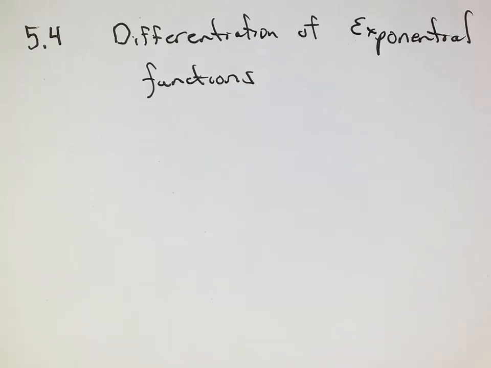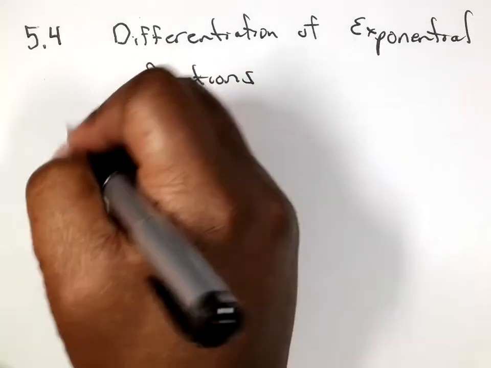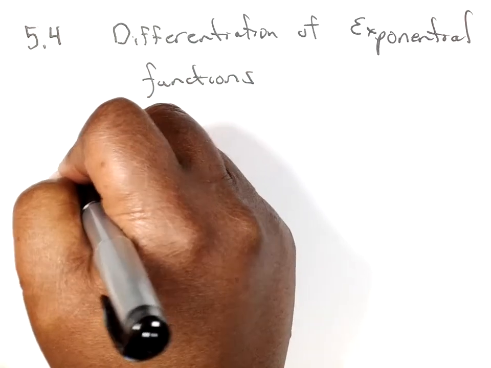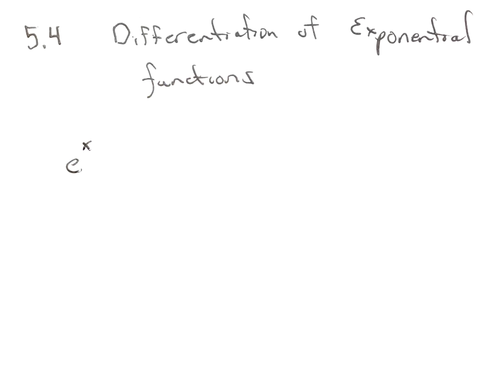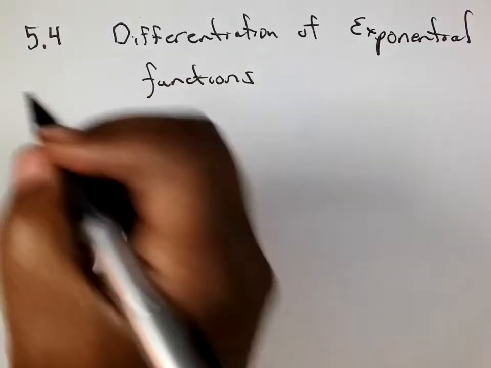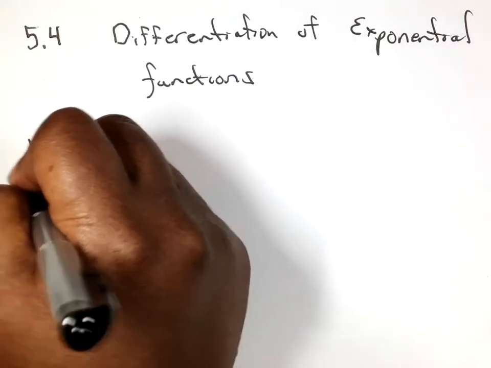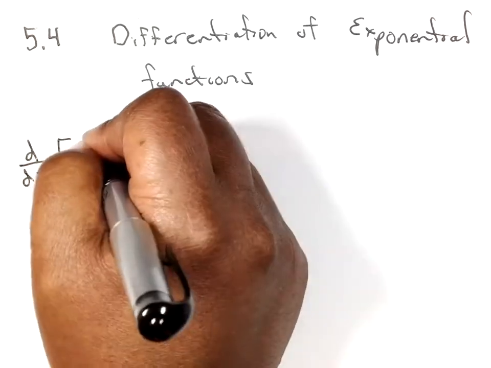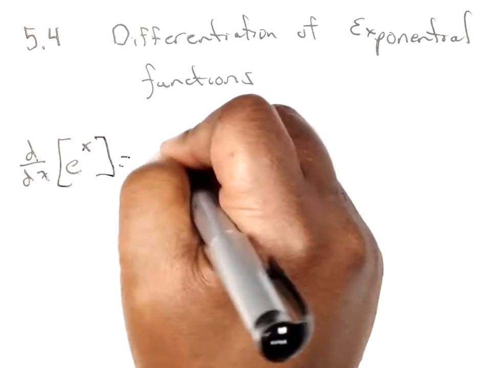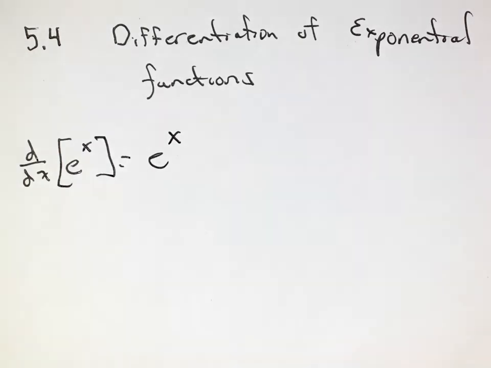Section 5.4, we're looking at differentiation of exponential functions. And we're only going to be looking at the e to the x function. We know that there could be other bases, but we're not going to be covering that. And the derivative of e to the x is itself. It's just e to the x.